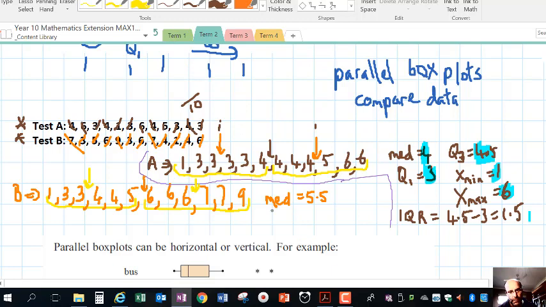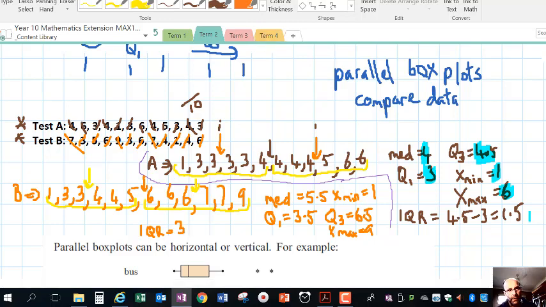So we've got Q1 is 3.5, Q3 is 6.5. Now the lowest, x min, is 1, x max is 9. And the IQR, Q3 minus Q1, which would be 6.5 take 3.5, which is 3. So the 5-number summary for this data are these. So what you do, the steps involved, we'll go through those now.